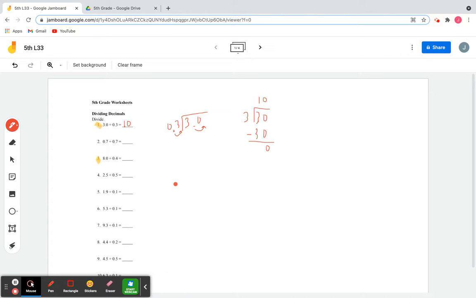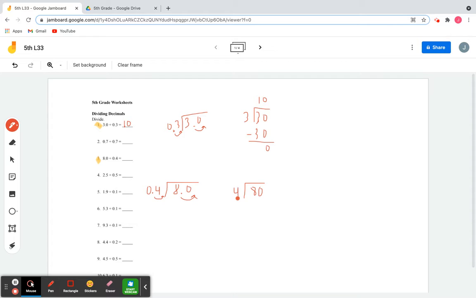Let's do number 3. We have 8.0 divided by 0.4. So again, we need to see if the divisor is a whole number. And we have 0.4, which is not a whole number. So I'm going to move the decimal point for both of them. And it will be 80 divided by 4.